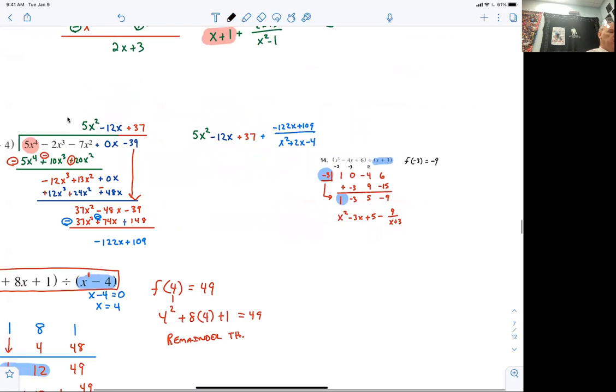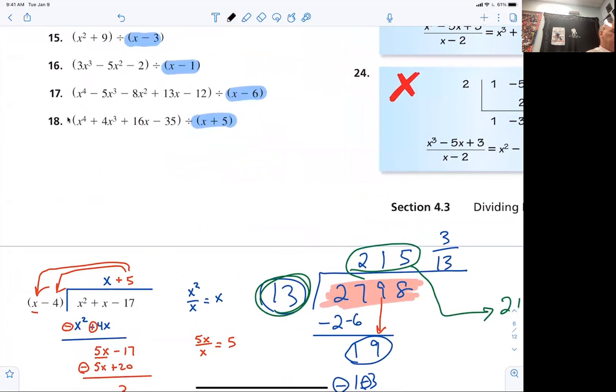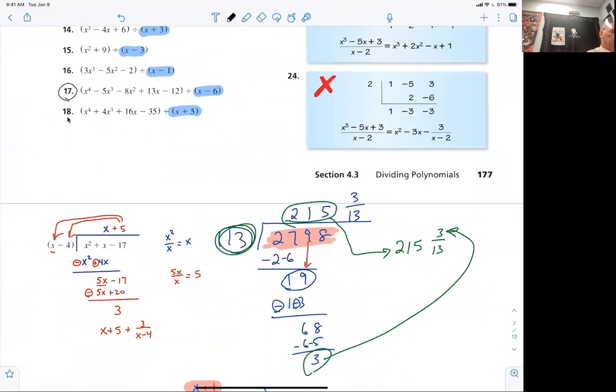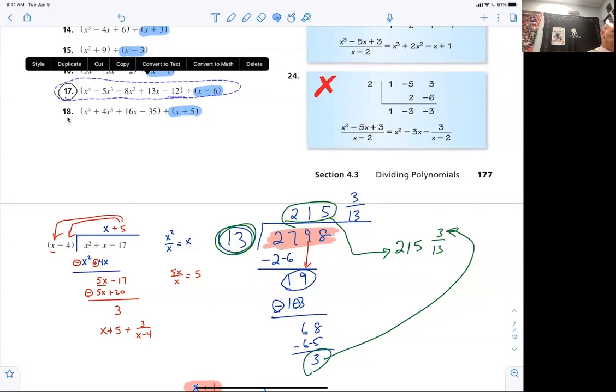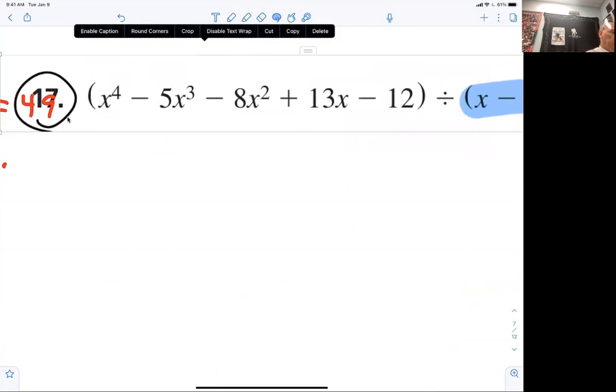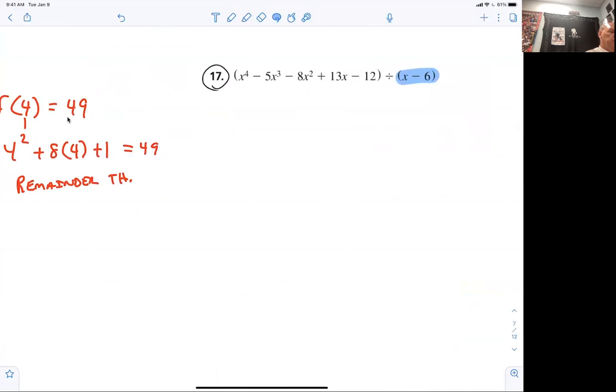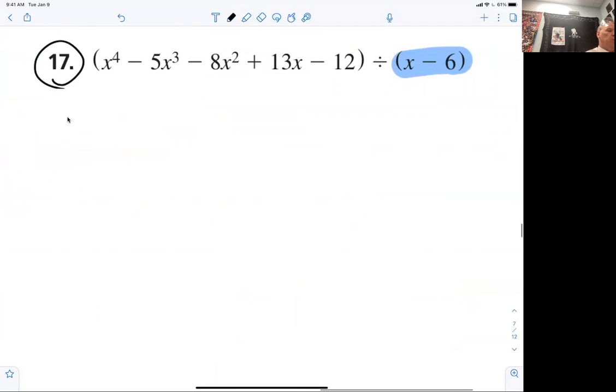So again, let's just practice one more, and then we'll call it a day. Let's take a look at 17. So let's grab that and do the synthetic division. Copy. All right, here we go. Now everybody should be a little bit more comfortable. What goes in the box? 6. And then the coefficients.